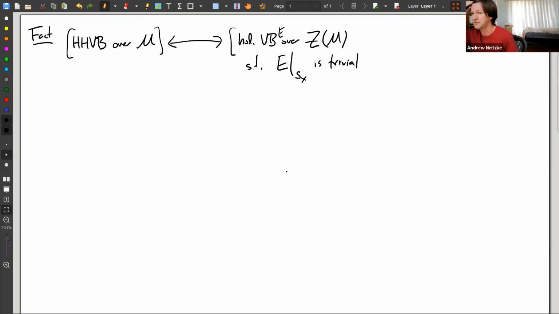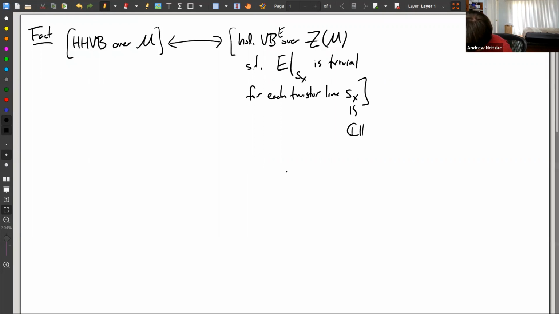So that's a bundle over CP1. The twistor line is a copy of CP1. So you have some holomorphic vector bundle over the twistor space. When you restrict it to each twistor line, it has to be holomorphically trivial. Then there's a kind of correspondence between those objects and hyperholomorphic vector bundles over M. You can kind of imagine how it goes, right?